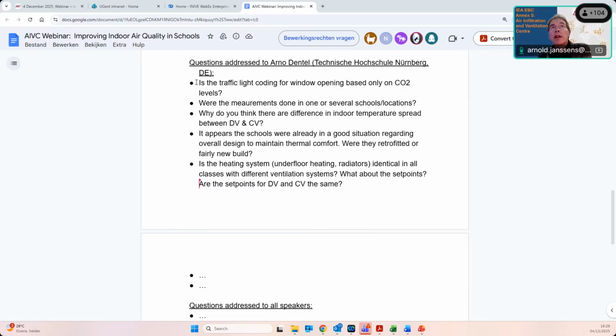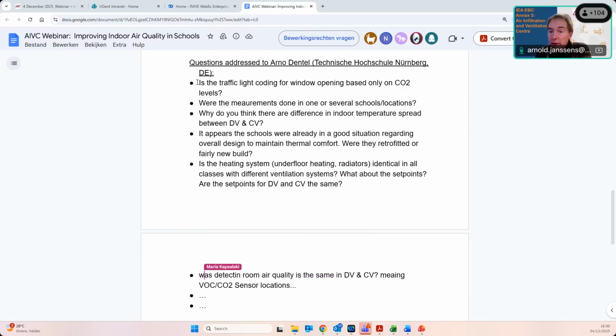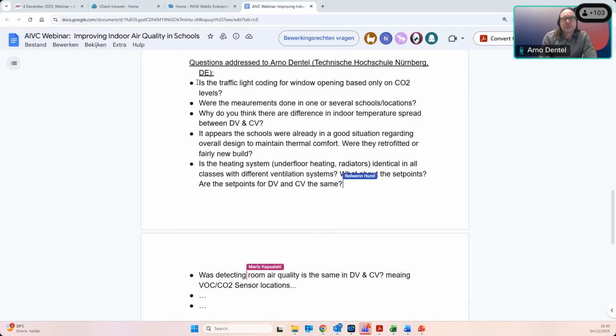One question is on the traffic light coding system for the naturally ventilated schools. Is it based only on the carbon dioxide levels? Yes, it's a simple sensor. It's only based on the CO2 level of the room.